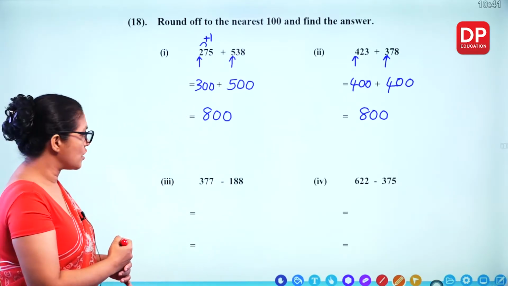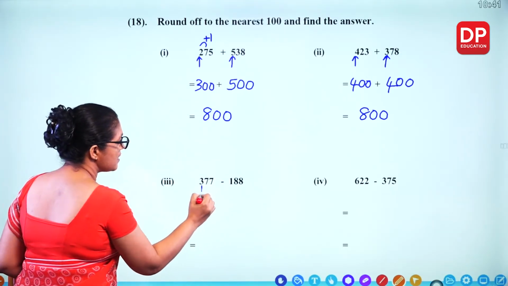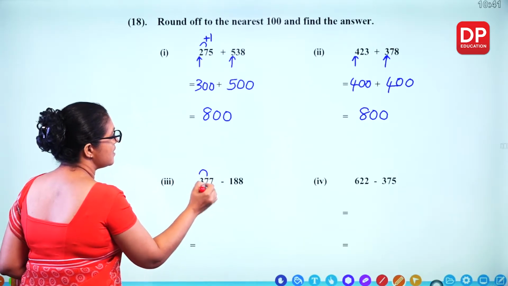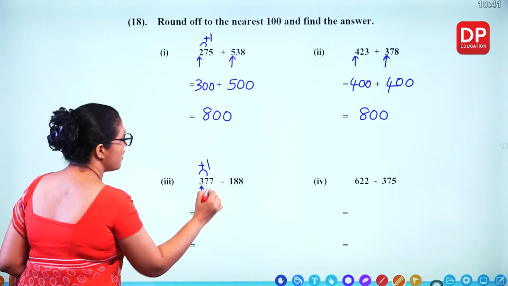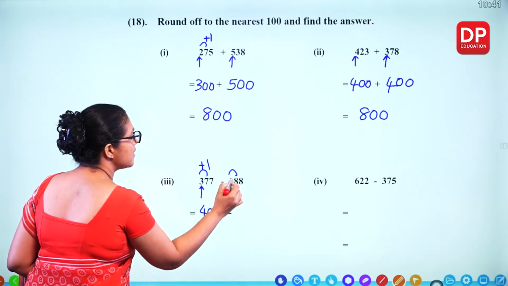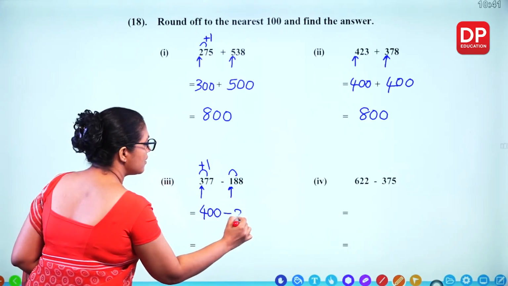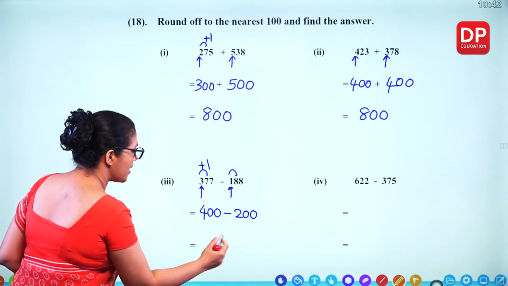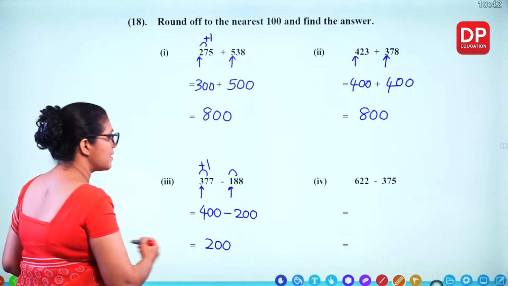Now the subtraction. This is 3. So the next digit is more than 5. Add 1. So this is 400. This is 8, so you need to add 1. 200. 400 minus 200, answer is 200.